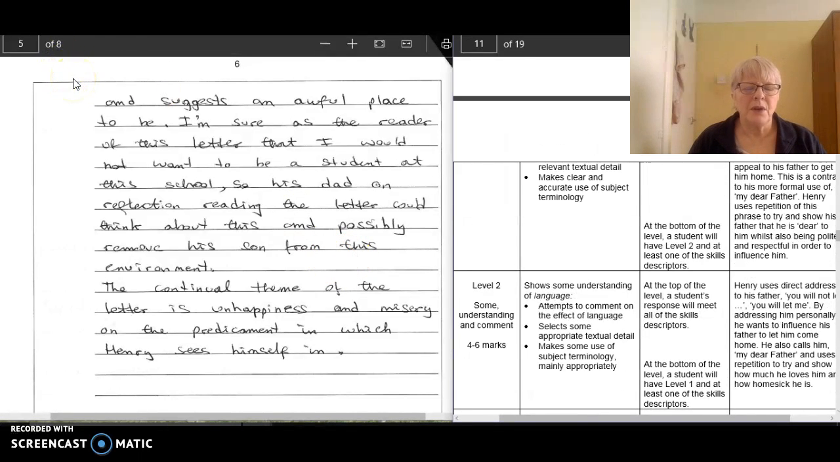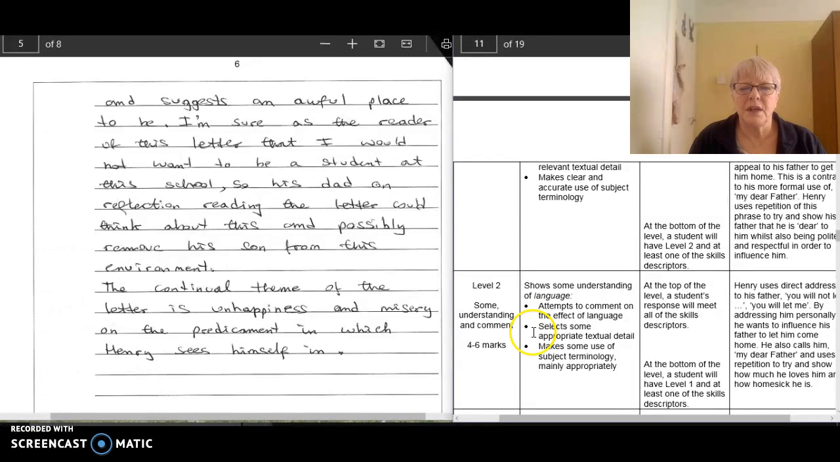This is a 12-mark question, so you do need to include at least 4 points on the various language techniques used, and you have done that. So if we look at the mark scheme and we look at level 2, it says show some understanding of language. And the first bullet point is attempts to comment on the effects of the language. Well, I think you clearly have done that in several cases.